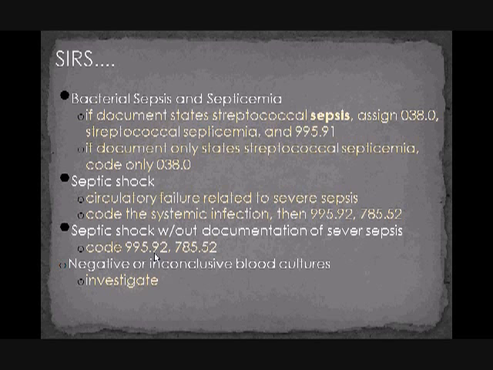Septic shock is just circulatory failure due to the severe sepsis. So here you're going to have to code the systemic infection, and then you're going to code 995. But specifically for this case, you're also going to be coding 785.52 for the circulatory failure. If you have septic shock but there's no documentation of severe sepsis, then in this case you just code the 995 code and then the 785. So the septic shock and then the severe sepsis.